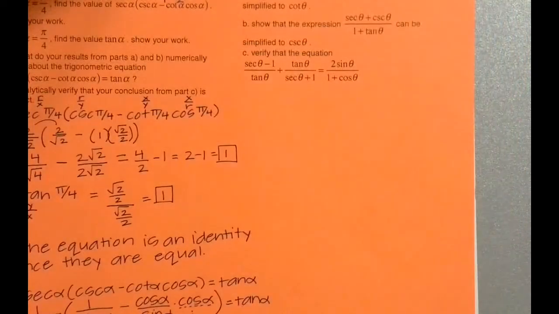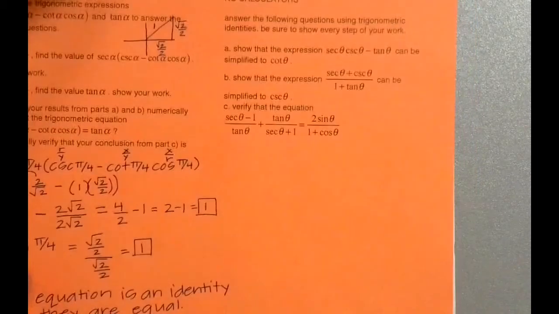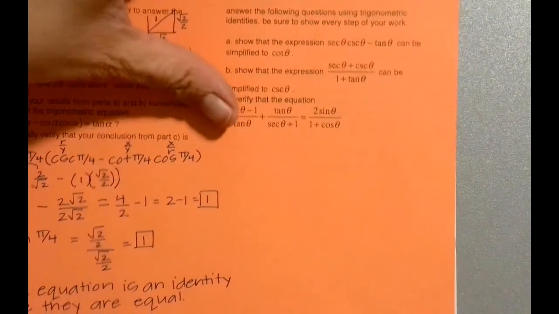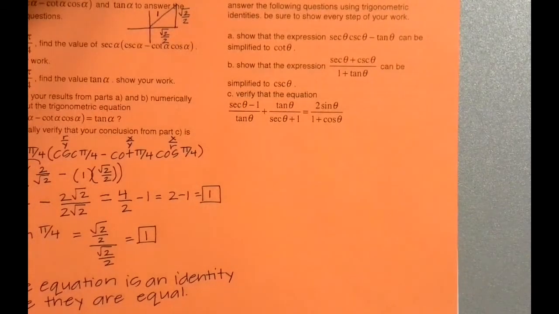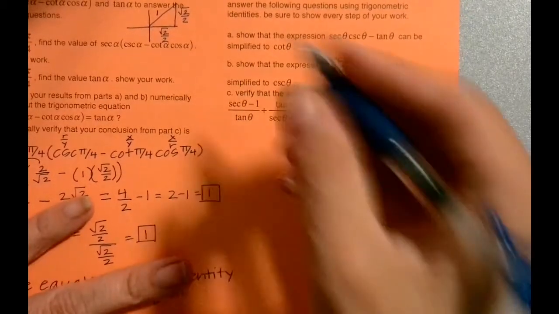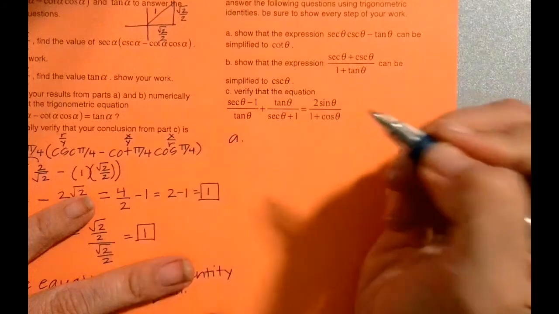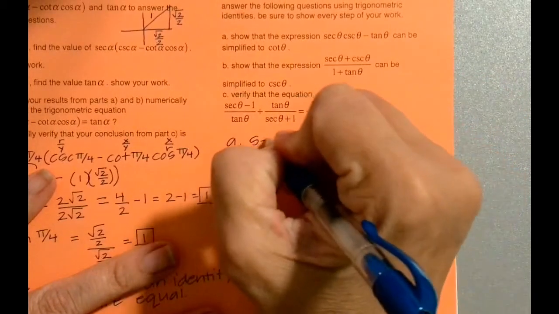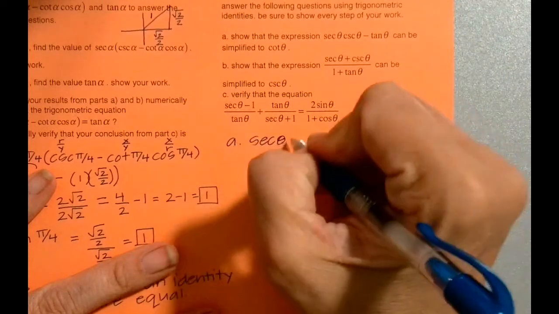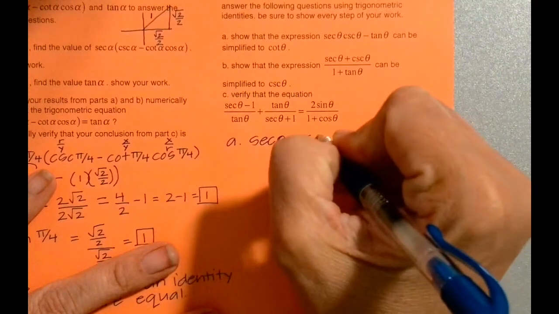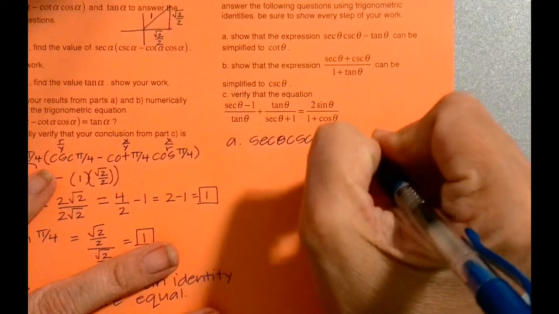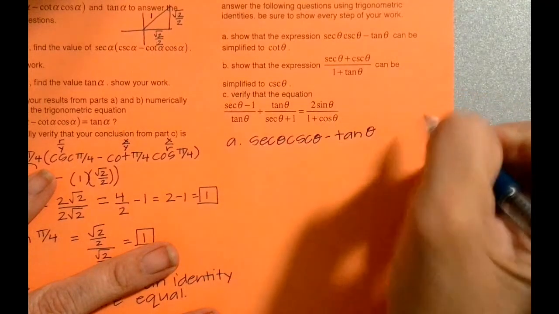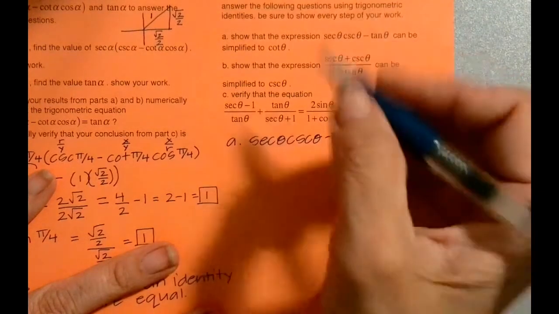Woohoo! Okay, moving on to the next one. This one right here says, show that the expression secant theta times cosecant theta minus tangent theta can be simplified to cotangent theta. So this isn't necessarily written in identity form where you have to verify, but you're doing the same thing. You just don't have to write equals cotangent theta on every step. You're just going to work it.